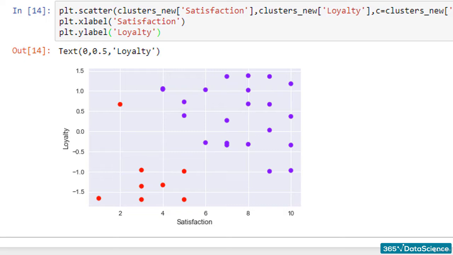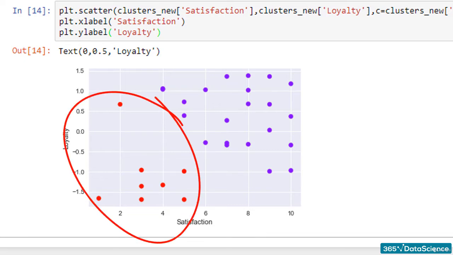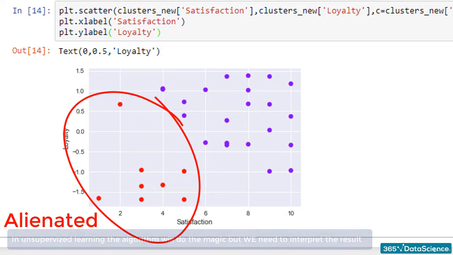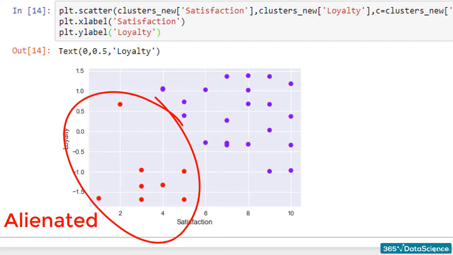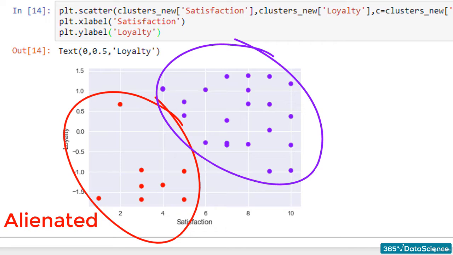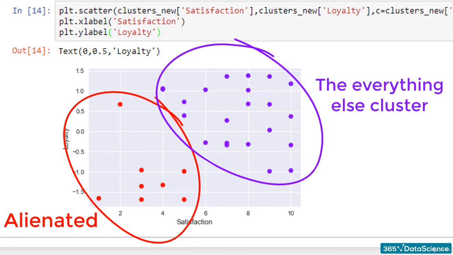Let's name the 2 clusters. One contains people with low loyalty and low satisfaction, so we can call these people alienated. By the way, naming your clusters is very important. In unsupervised machine learning, clustering included, the algorithm will do the magic, but then we step in to interpret the result. My feeling here is to call them the alienated cluster, as they are dissatisfied and not loyal. No wonder. It's unlikely they'll be back to our shop. As for the other cluster, it is so heterogeneous that I'd call it the everything else cluster.